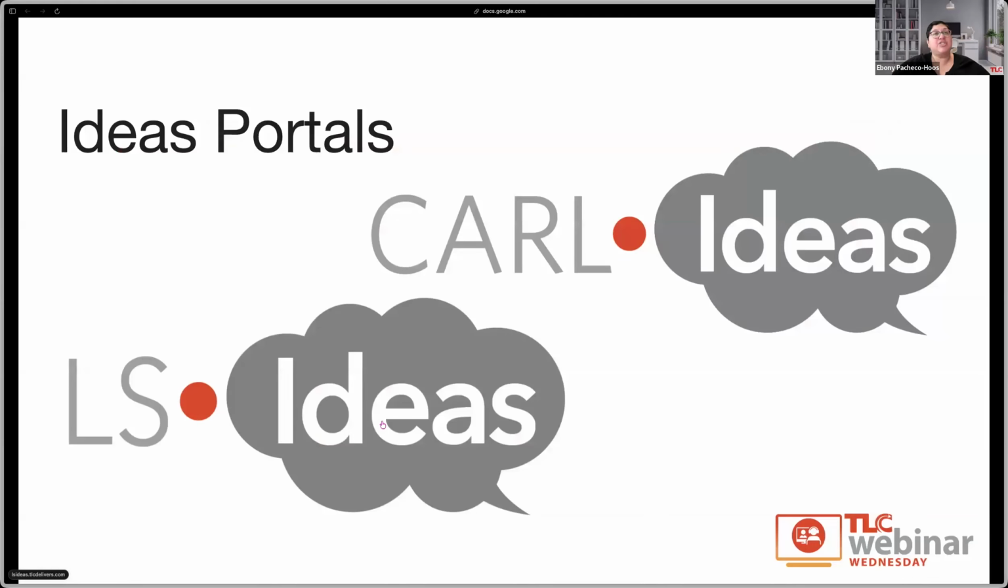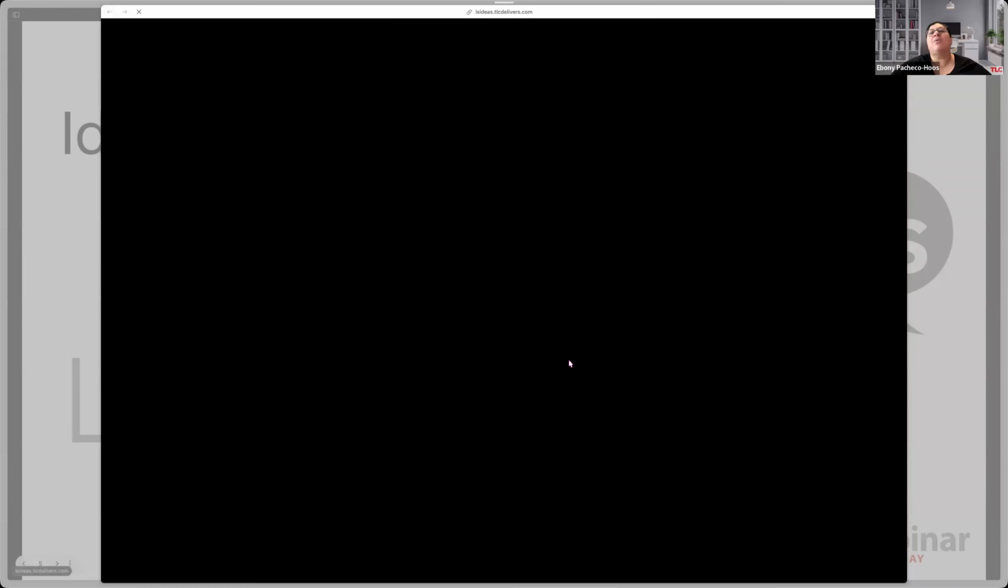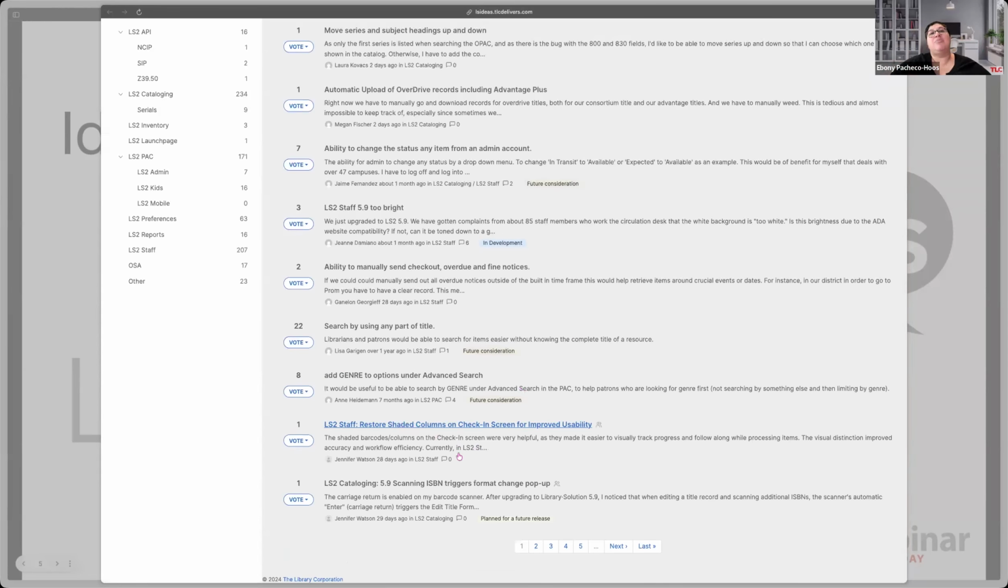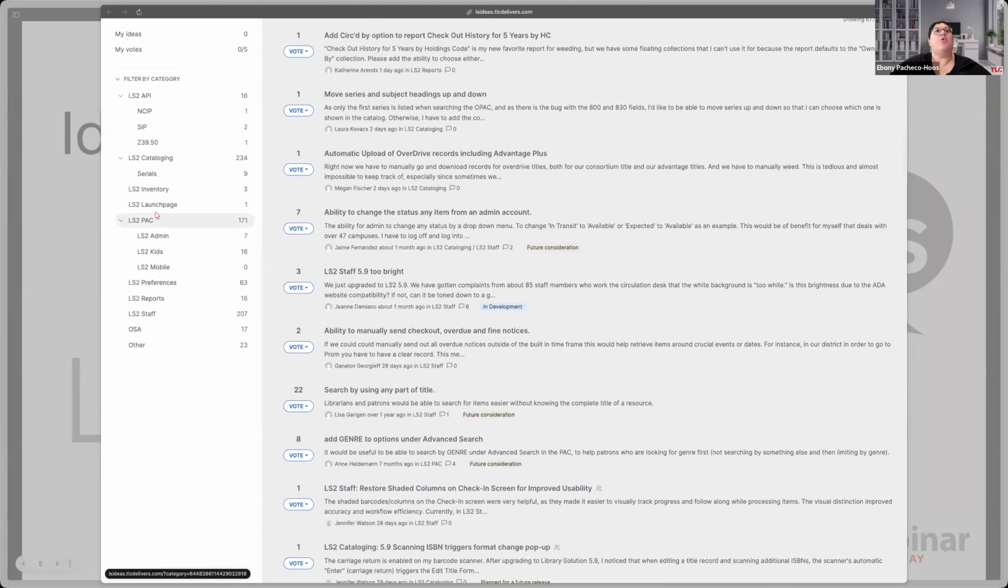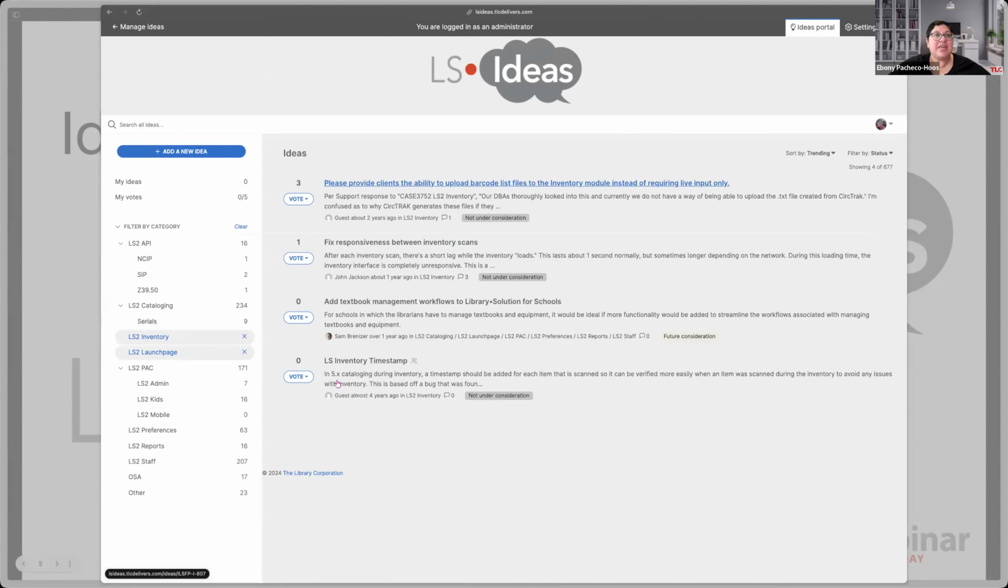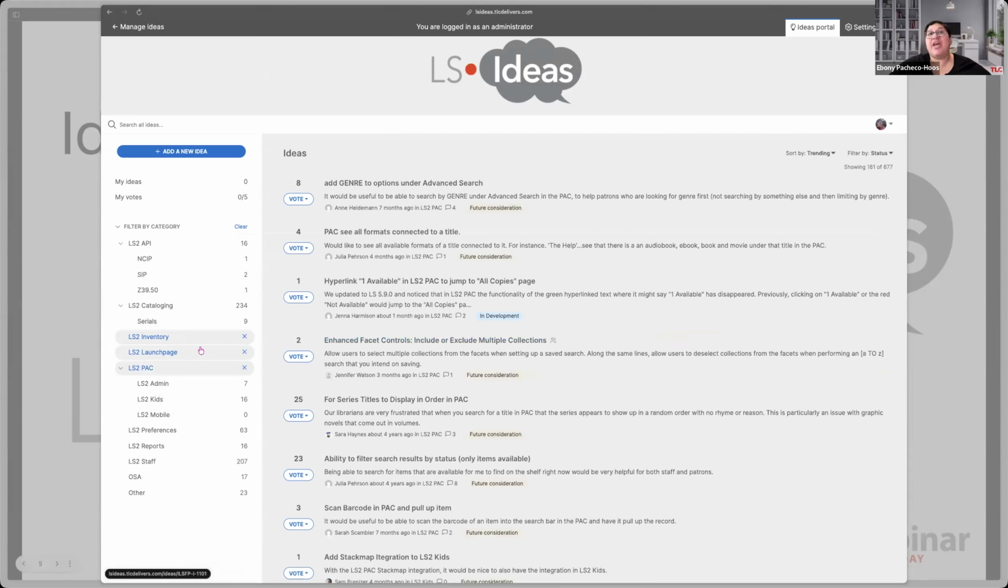This, in this case, is not a support ticket. This is really more about having conversations with the product team, submitting an idea and saying, hey, it would be great if we could do this. It'd be great if this happened. Oh, I want to have a brand new launch page. I want to be able to do a particular thing in LS2 inventory. So there are a lot of opportunities here to share your ideas and vote on them if you want to.